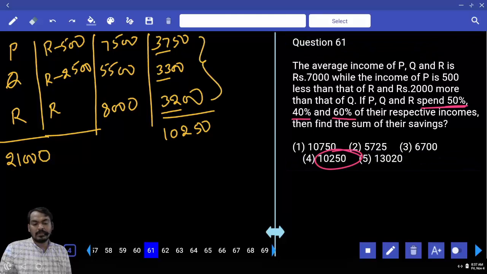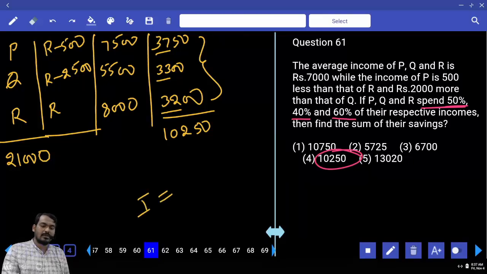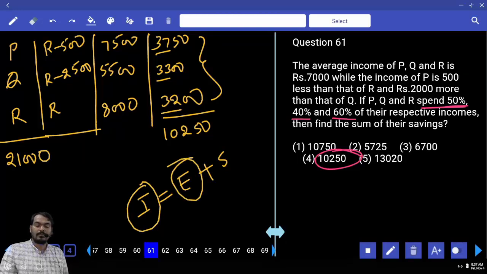3,750, 3,300 and 3,200. All are in savings or expenditures? Savings. I think it is related to percentage concept or not? In percentage, income is equal to expenditure plus saving. Out of 100%, 50% are expenditure means remaining 50% savings, are not?